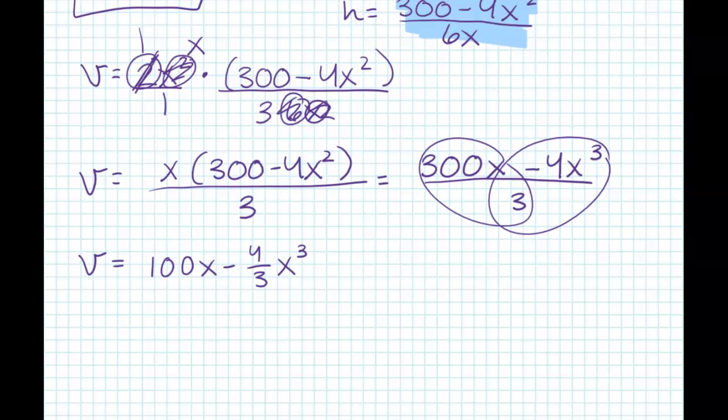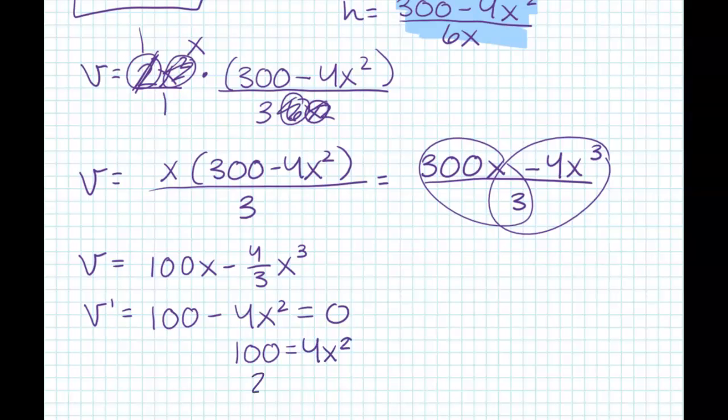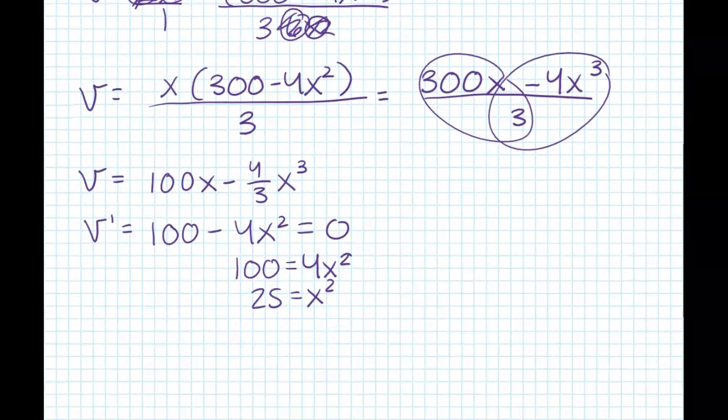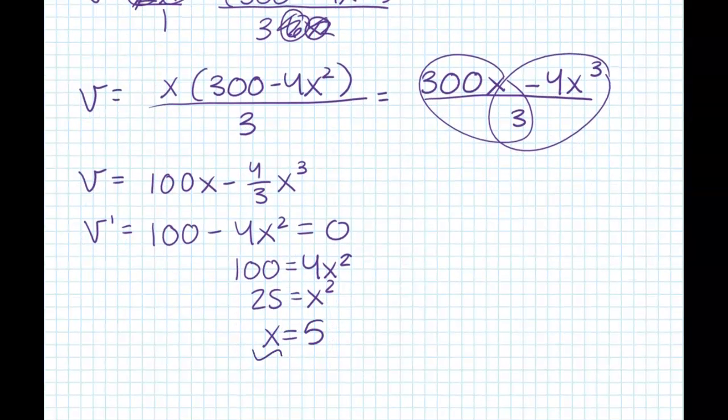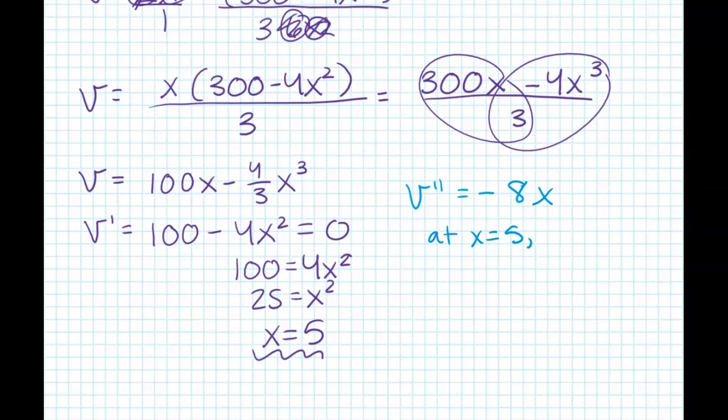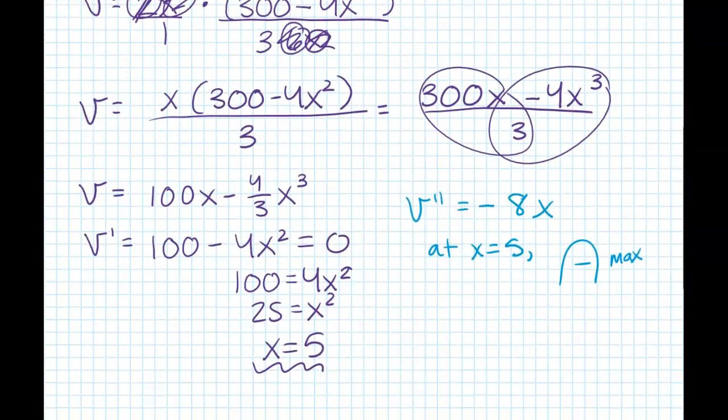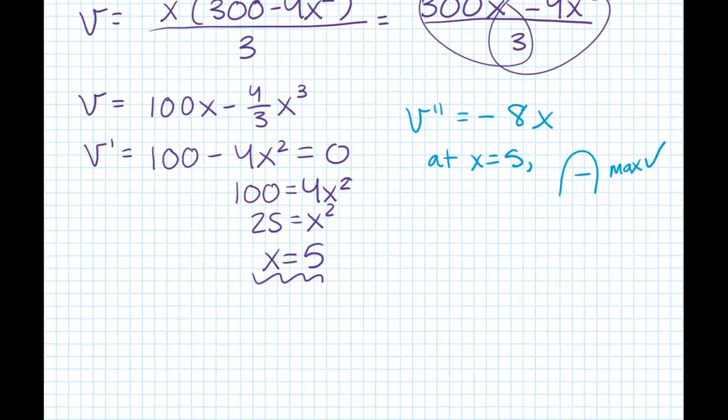So now we'll differentiate. And we get 100 minus 4x squared, set it equal to 0. 100 equals 4x squared. So then 25 equals x squared, and x equals 5. So there's our critical point. Now the question, of course, is, is that what we want? Well, the second derivative of the volume is going to be negative 8x. So at x equals 5, that's going to be negative. So that's a maximum. What were we trying to find? Oh, good. We were trying to maximize volume, so we're okay.